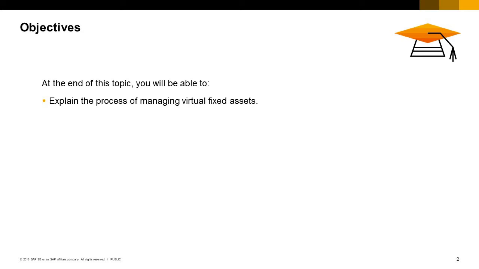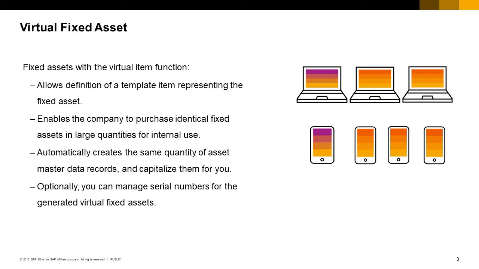After completing this topic, you will be able to explain the process of managing virtual fixed assets. When your company needs to purchase identical fixed assets in large quantities for internal use, create a virtual item representing the fixed asset. In the AP invoice, choose this template item and enter a certain quantity in the item row. Then, SAP Business One automatically creates the same quantity of asset master data records, and capitalizes them for you.